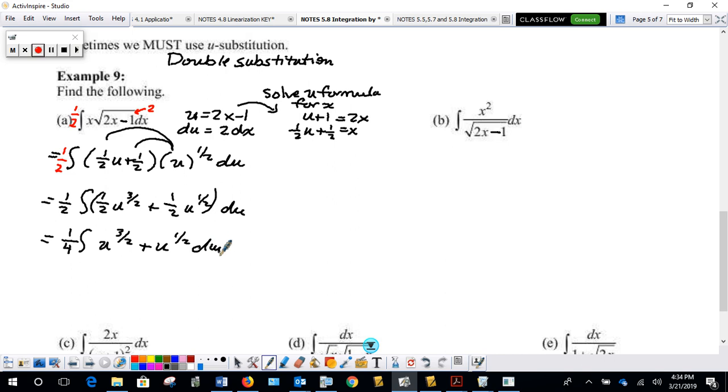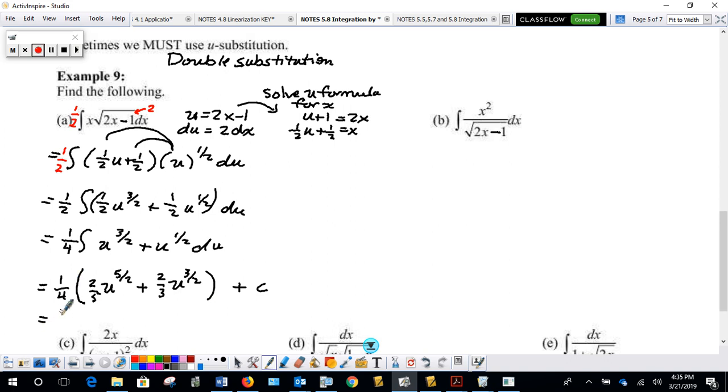All right, so now we've managed to transform it by doing a double substitution into a problem that we can work. Now, if I don't split this into two integrals, but you just do it because it's power rule, please remember the 1/4 will distribute. The antiderivative of u to the 3/2 would be u to the 5/2 times 2/5, plus u to the 3/2 times 2/3, and then that whole thing plus c. And then we simplify at the end.